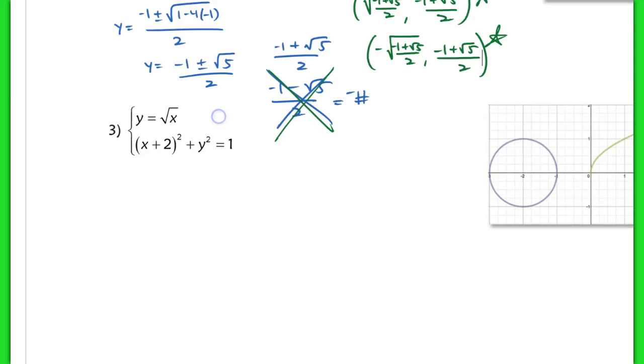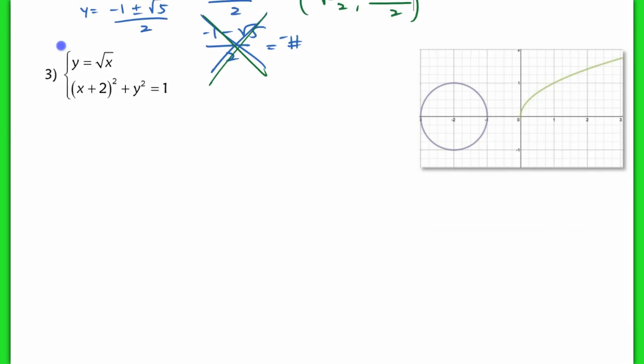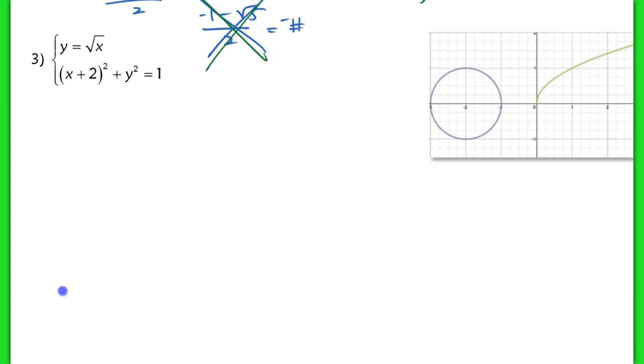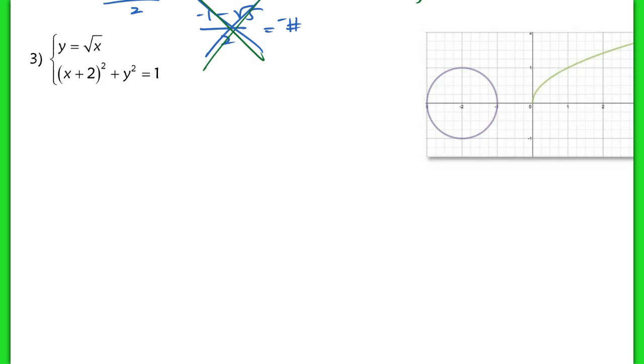Alright, moving on to problem 3. You can see here that in problem 3 there is no intersection of this circle and that square root of x. So I want to just show you what you would see algebraically to let you know that there is no solution for this. So in this case, probably the easiest thing to do is just plug in root x right in for y here.